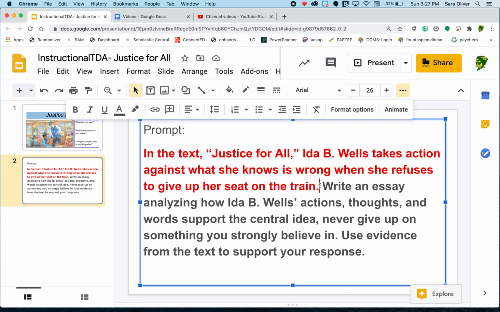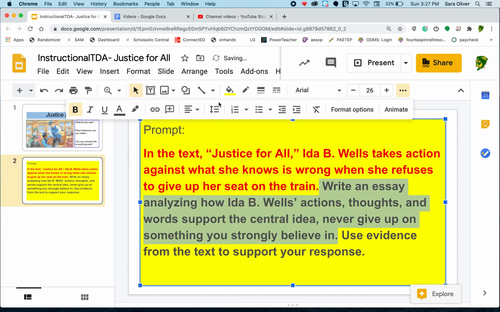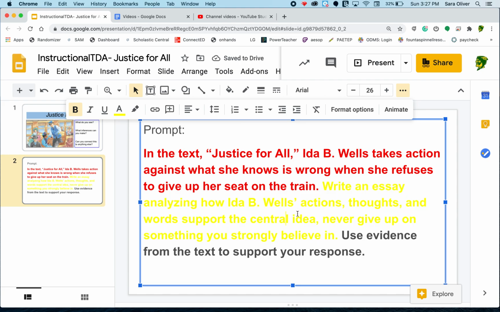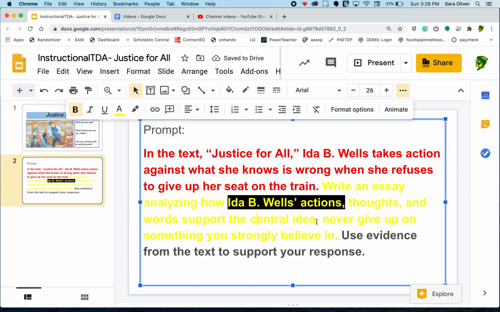The second sentence in the prompt is normally the meaty part, the part that has all the information we need to do our writing. Let me undo. I'm going to do that in yellow. It says, write an essay analyzing how Ida B's actions, thoughts, and words support the central idea. Well, I see 2 literary elements. This one is talking about Ida B's actions and thoughts, and this one is talking about central idea.